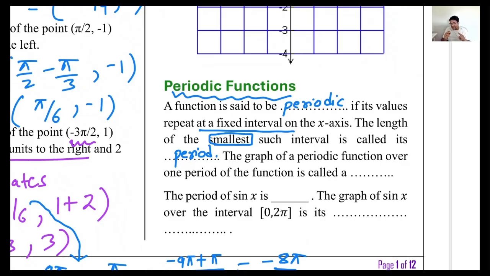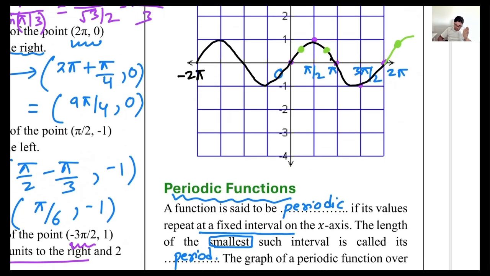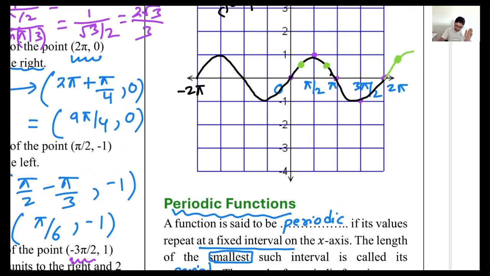Next, the graph of a periodic function over one period of the function is called a... Now, if you just look at the graph from 0 to 2 pi, okay, I will portion it off here.